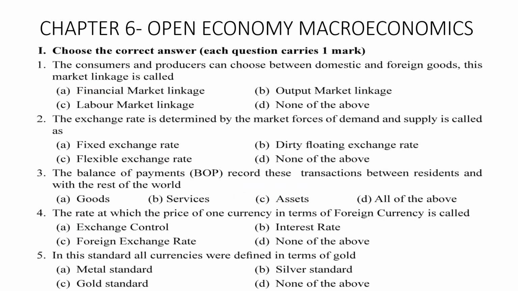Coming to the last chapter of macroeconomics, that is open economy. So first question they have asked, the consumers and producers can choose between domestic and foreign goods. This market linkage is called dash. So this is called the output market linkage. So option B is our answer. Just a second, let me select a highlighter. Okay. So output market linkage is the answer.